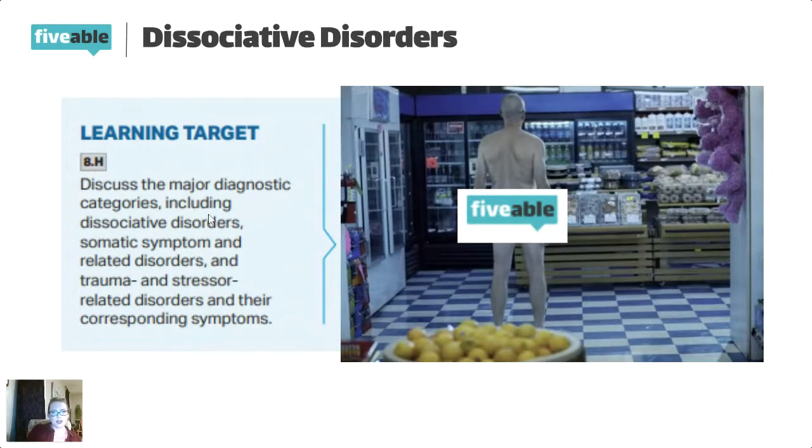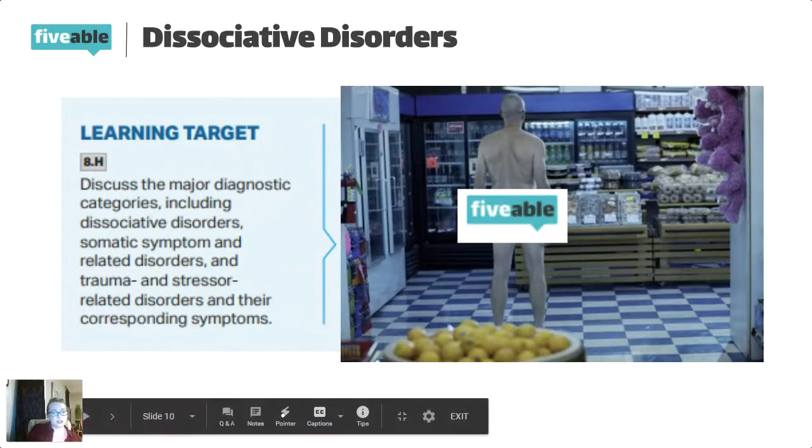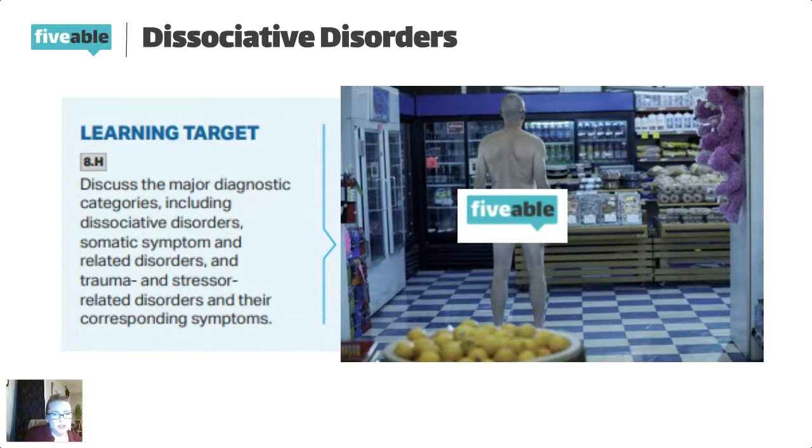And it's not listed there on the learning target, but it's certainly one that can come up on your AP exam. We used to call this multiple personalities. So for dissociative identity disorder, you have to have two or more identities that control your behavior. So this is kind of interesting. People with dissociative identity disorder can have different voices and different mannerisms for their different identities.